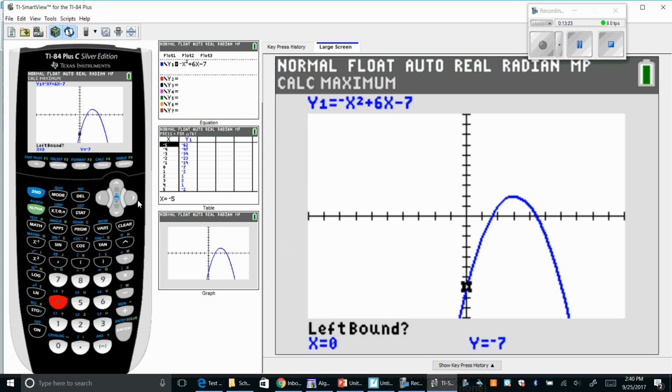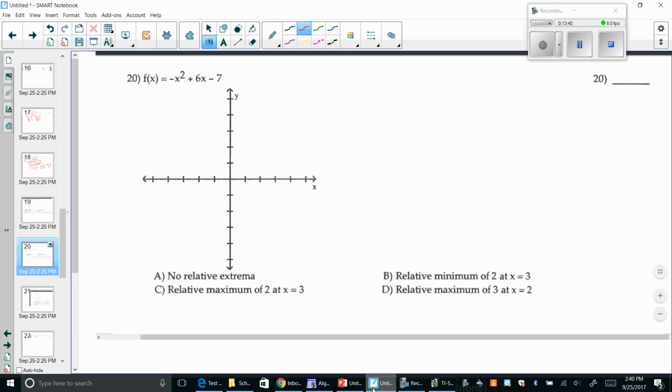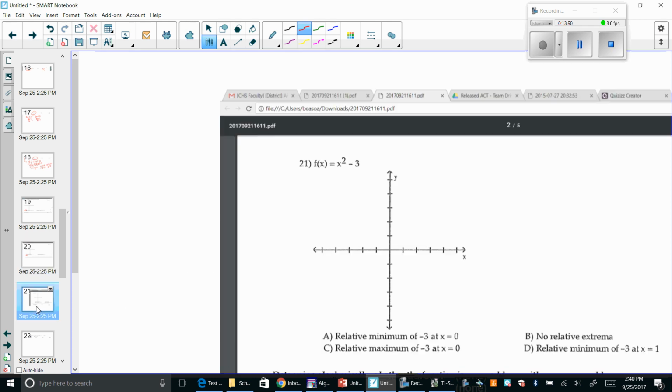It needs a left bound, so I'm going to go up here kind of close to it, give it a left bound, enter, and then it asks for a right bound, so I'm going to go over here and make a right bound, enter, and it says guess. I push enter. There's a maximum of 2 when x is 3. C is my answer. Be careful, not a maximum of 3 when x is 2. Don't get those backwards.